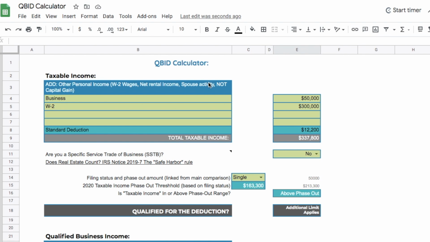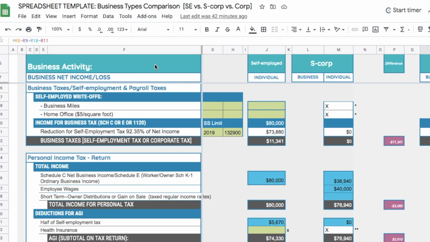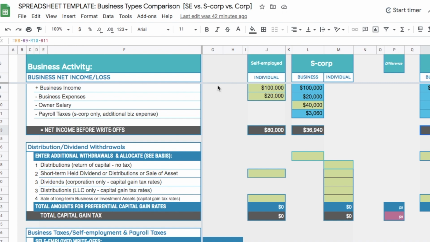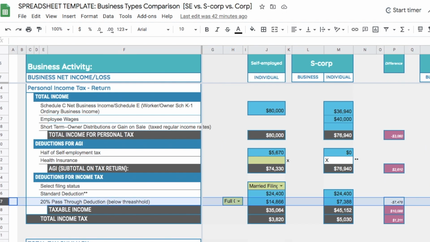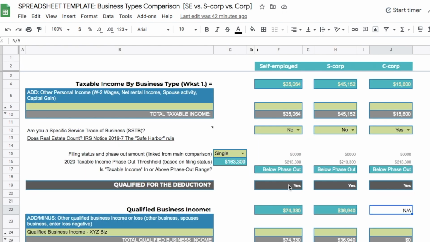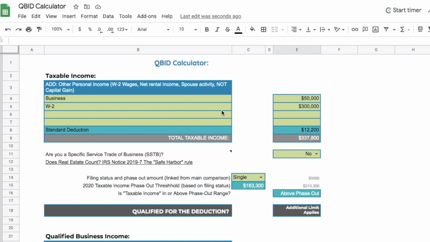Now, I, of course, have a spreadsheet template that allows you to calculate this. So here we are in my QBID calculator, and this actually came from my business types comparison spreadsheet template, because in order to compare what your taxes are going to be like under the different business types, the QBID deduction plays a huge role, right? This 20% pass-through deduction. You can see it's not allowed under the corporate structure. And so we actually needed an entire worksheet to account for the other stuff that the owners have going on in their return. Now we are going to focus on the simple calculator here.